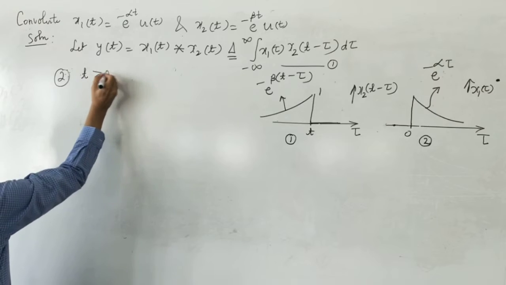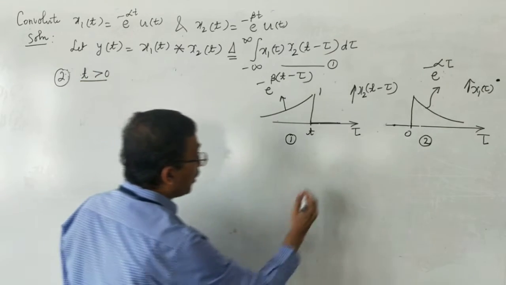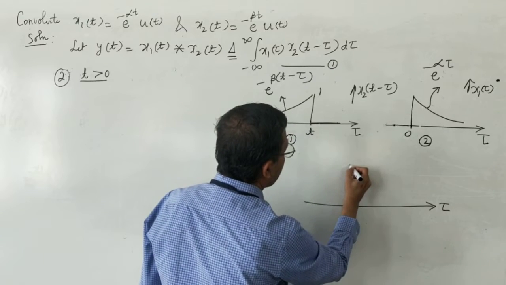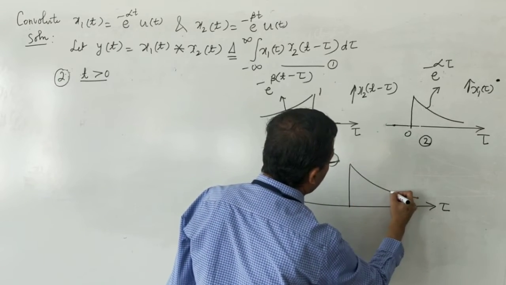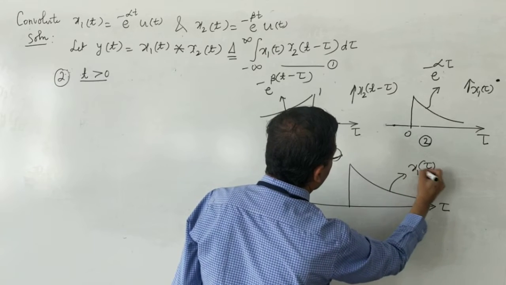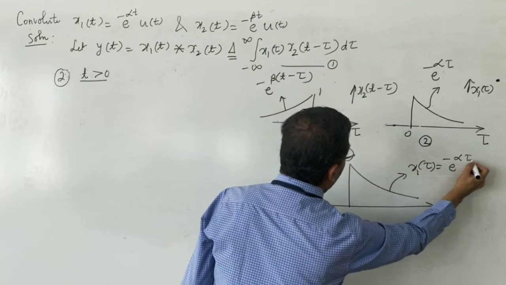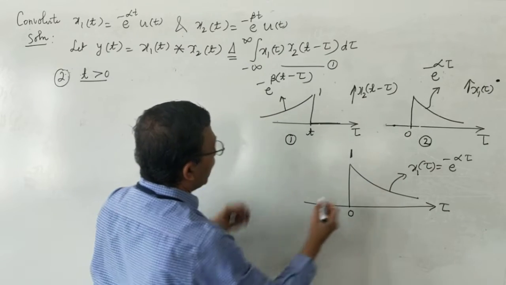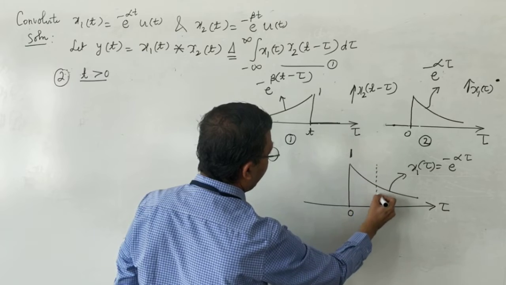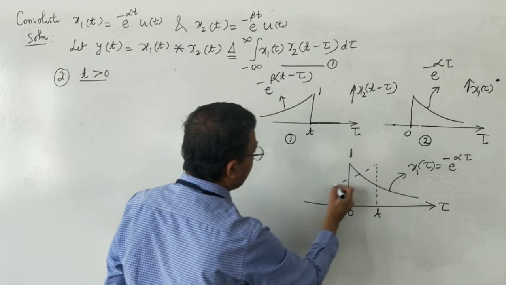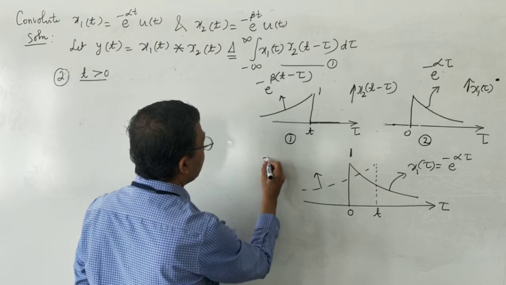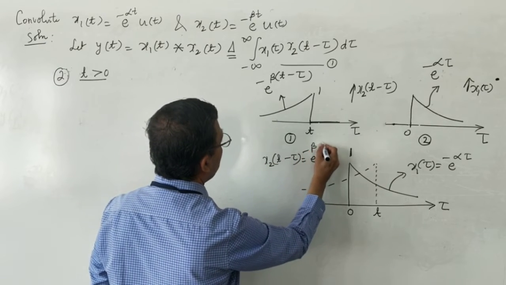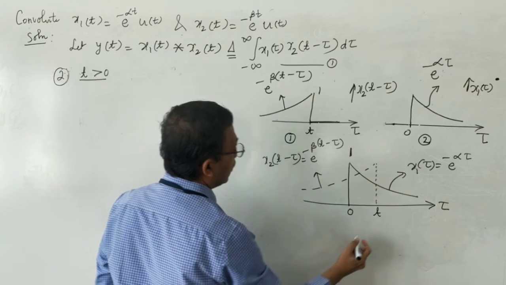T greater than 0. So I will draw the figures again showing overlap. X-axis is tau. This is the sketch of x1 of tau equal to e to the power minus alpha tau. At tau equal to 0, the value is 1. This figure I will show dotted. This is t dotted. This is the sketch of x2 of t minus tau equal to e to the power minus beta into t minus tau.